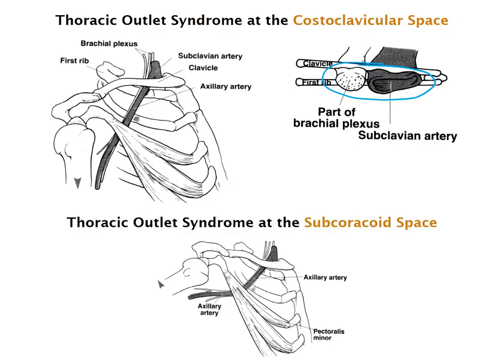And the third area of potential compression is at the subcoracoid space, which is just deep to the pectoralis minor muscle, shown here. This is a site of compression for the axillary artery and vein in particular, and also recall that the cords of the brachial plexus wrap around the axillary artery at this location, so they could be impinged as well.